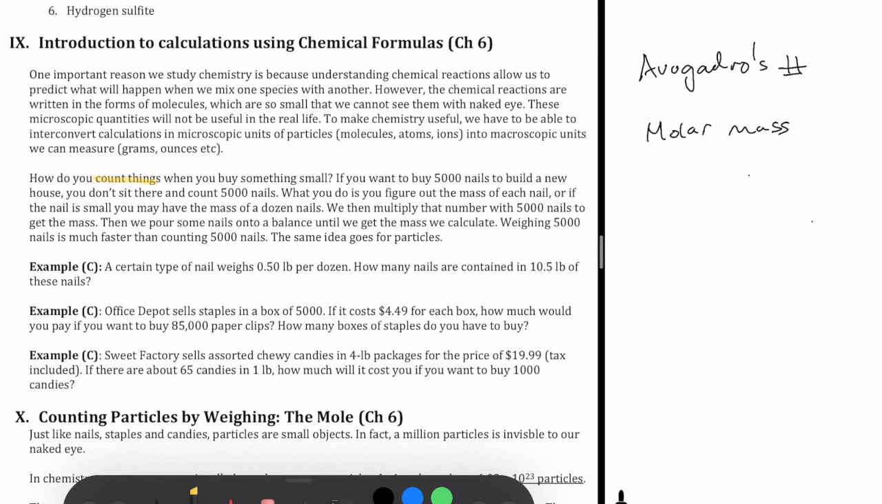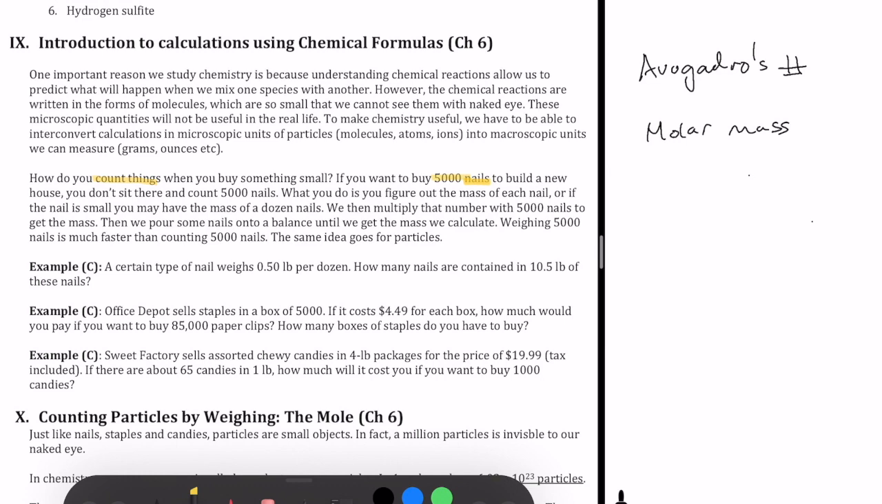Well, we have other things in our lives that are kind of small, and a lot of times we can use the same idea that we use with those objects in order to understand how we count atoms. For example, nails are kind of small, and if you want to build a new house, you want to buy a lot of nails. So let's say in this case you want to buy 5,000 nails. You're not going to go to a hardware store and start counting 5,000 nails just because that's a lot of nails to count, and you're going to waste a lot of time doing that.